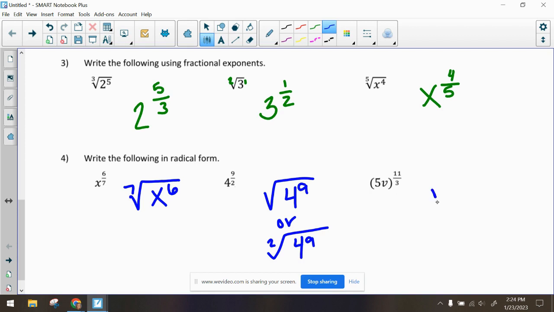For the last one, again, I'm going to write my radical. This one we have to make sure that we keep 5v in parentheses as the base. If you left it off, it would be wrong, but 11 is the exponent and 3 is the index.